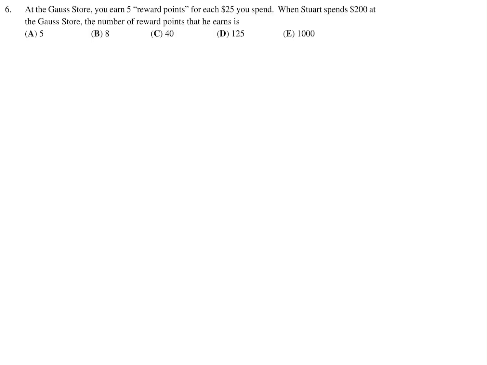At the Gauss store, you earn 5 reward points for each $25 you spend. When Stuart spends $200 at the Gauss store, the number of reward points that he earns is... So $200 divided by 25, that's 8. So 8 times he earns reward points. And each time he earns 5 reward points. So 8 times 5 is equal to 40. And that would be the total number of reward points that he earns by spending $200. So 6, the answer is C.